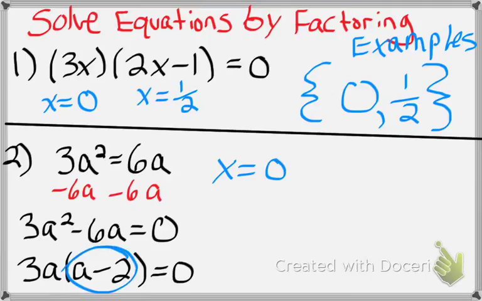Then ask yourself, what would make this one equal 0? Well, I think you can already imagine if that was a 2, 2 minus 2 is 0. So your other solution is a equals positive 2. Now, if that had been a plus 2 right there, you would have said negative 2, just as a note. All right, so those are our two answers.